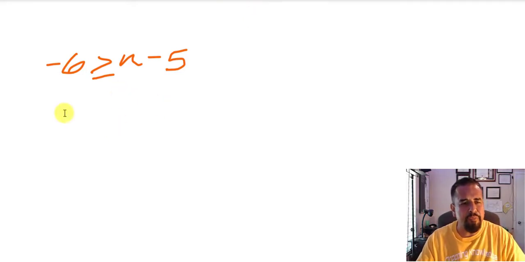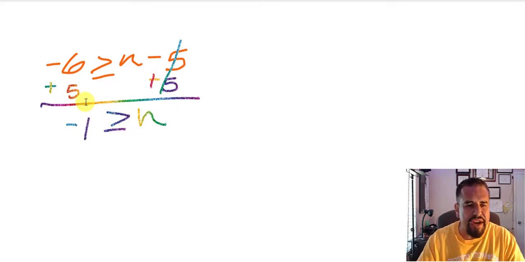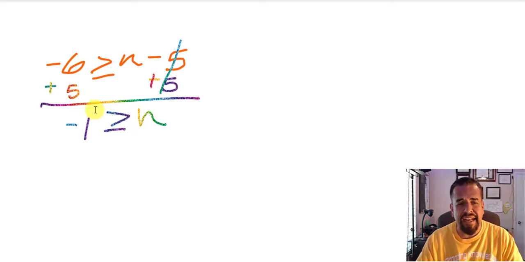So here we go, let's check it out. We're going to do the same thing: a one-step equation. So we're going to add 5 to both sides. That becomes a 0, and it becomes an n by itself. Here we have our symbol of less than or equal to, or on this side, greater than or equal to. And then we have negative 6 plus 5, which gives me negative 1. So now we're saying that negative 1 is greater than or equal to n. So n has to be less than or equal to negative 1.